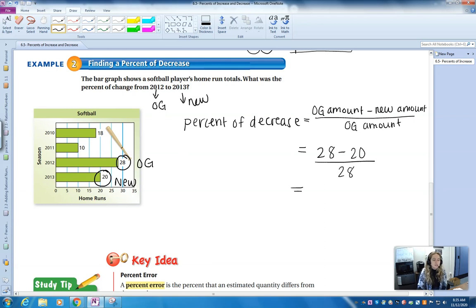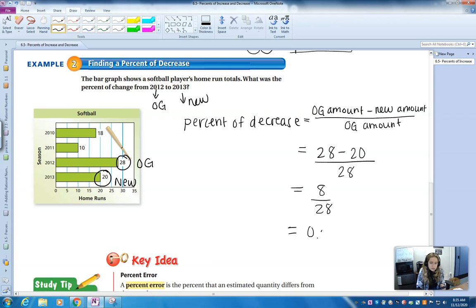Okay, now let's subtract. So 28 minus 20. Well, I know that's 8, but I'm just going to double check it in my calculator. 8 over 28. So then remember, you just divide in your calculator. You're going to go 8 divided by 28. And that's going to give me a long decimal. It doesn't tell me what to round to. So I am just going to round to the nearest tenth.